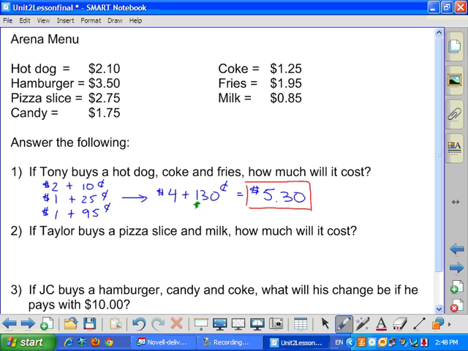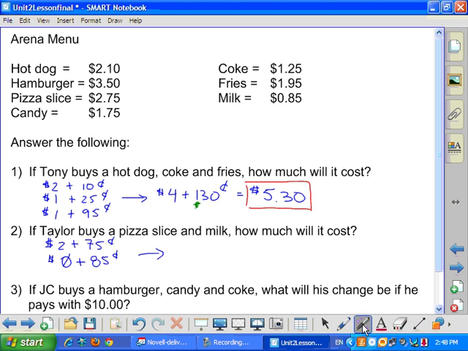Next, Taylor wants to buy a pizza slice. So pizza slice is $2.75. So I'm going to set it up $2 plus 75 cents, or 3/4, and some milk. So no dollars plus 85 cents.